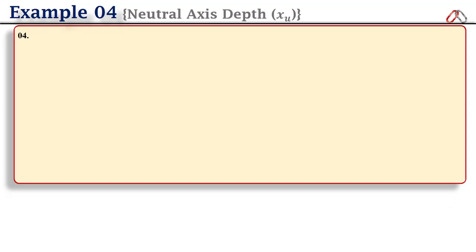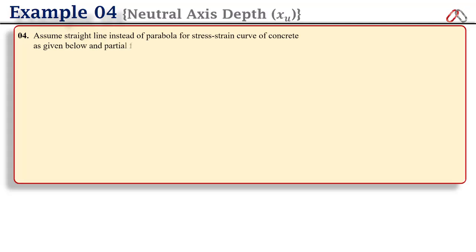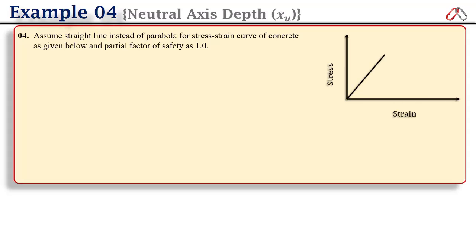So the question is: assume a straight line instead of a parabola for the stress strain curve of concrete as given below, and partial safety factor as 1. So here you can see in this diagram that the graph is linear and the value of partial safety factor used is 1, hence the final value of the curve is 0.67 FCK.